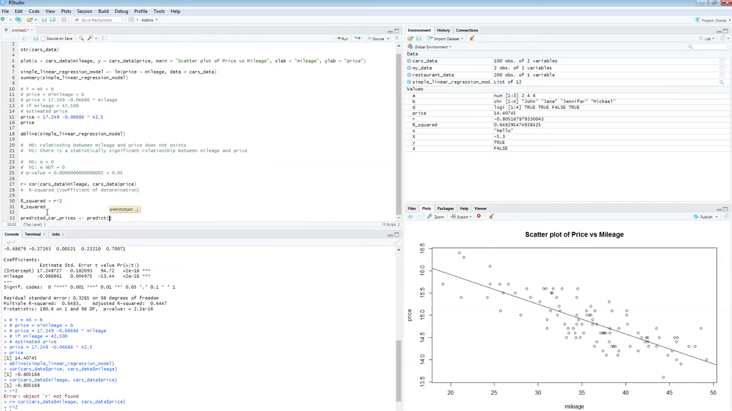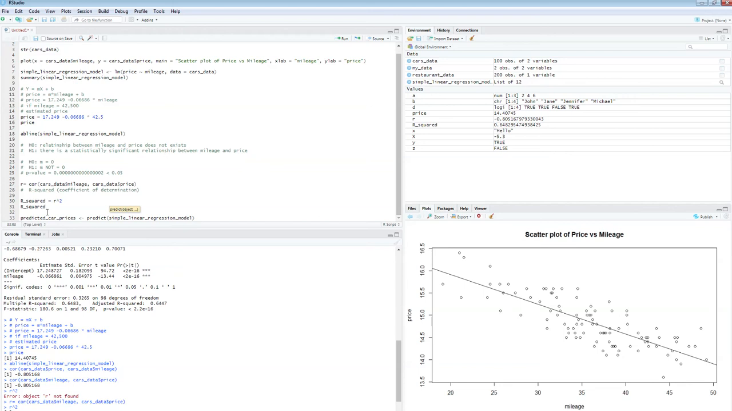Alright, and all I have to do really is give that function the model for which I want to predict. So I will use the model that I built. How did I call it? Called simple linear regression model, right? And actually, if I run this line right now, that's enough.